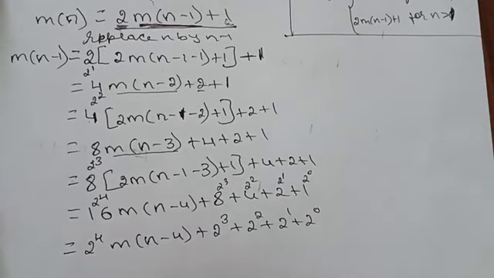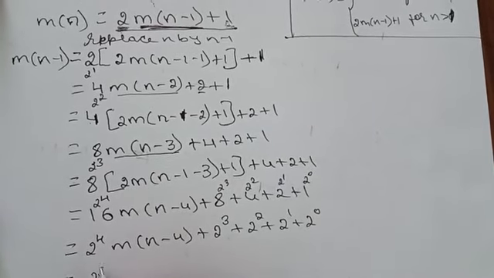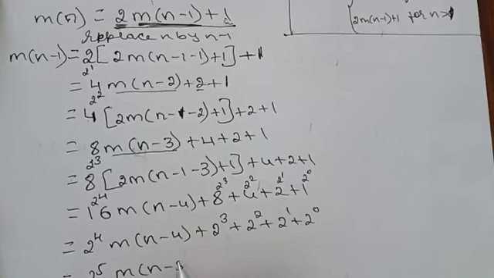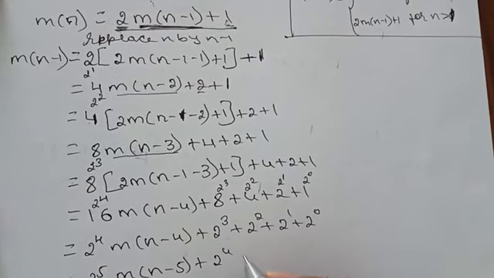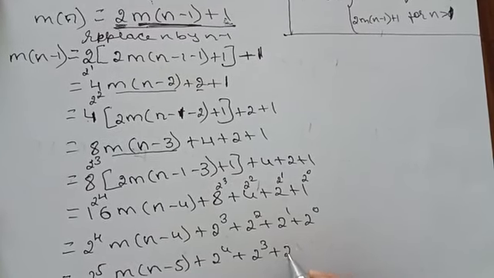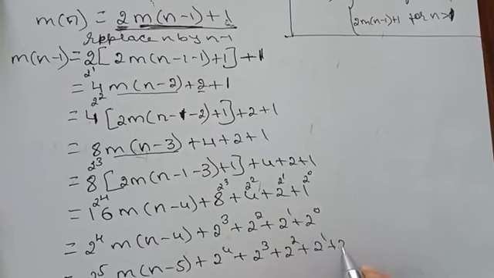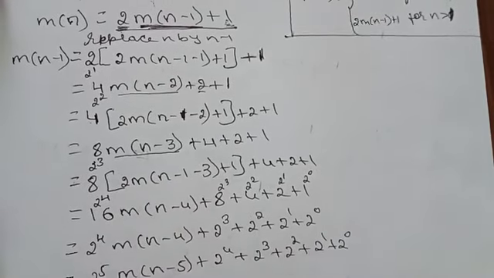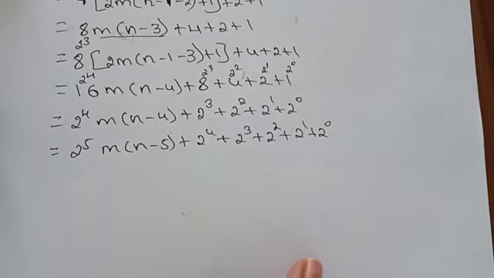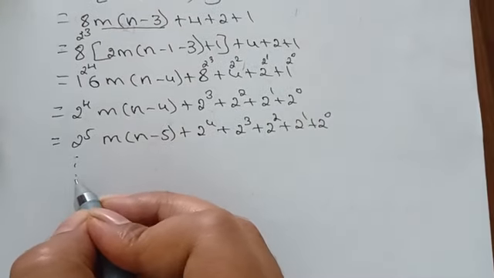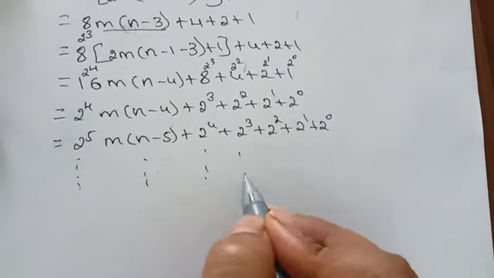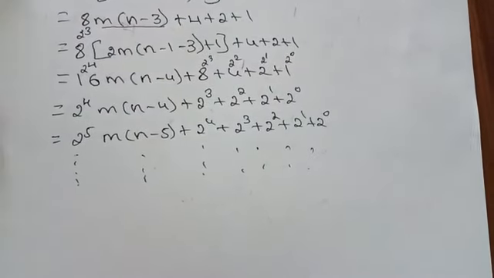Next step, if I write, what will we get? 2 power 5 m of n minus 5 plus 2 power 4 plus 2 power 3 plus 2 power 2 plus 2 power 1 plus 2 power 0. This is how I'll get. Is it not? So like this, if I keep on doing all these things, what will I get?